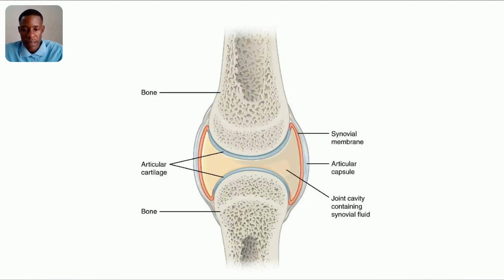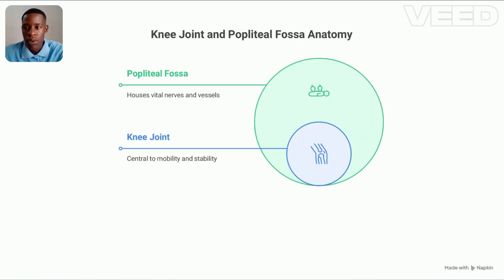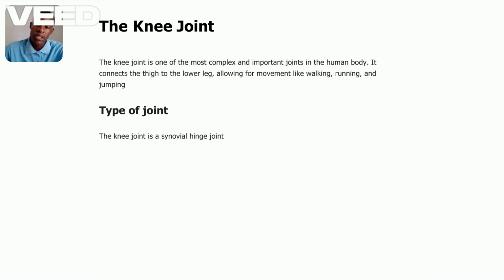If we look at this image right here, you see our two bones, and these bones are joined together by an articular capsule, but between them there is a space, and this space is the joint cavity. In the joint cavity, there is synovial fluid, and we'll look more at what the synovial fluid and the joint capsule do as we continue with our lesson. So we said a knee joint is a synovial hinge joint.